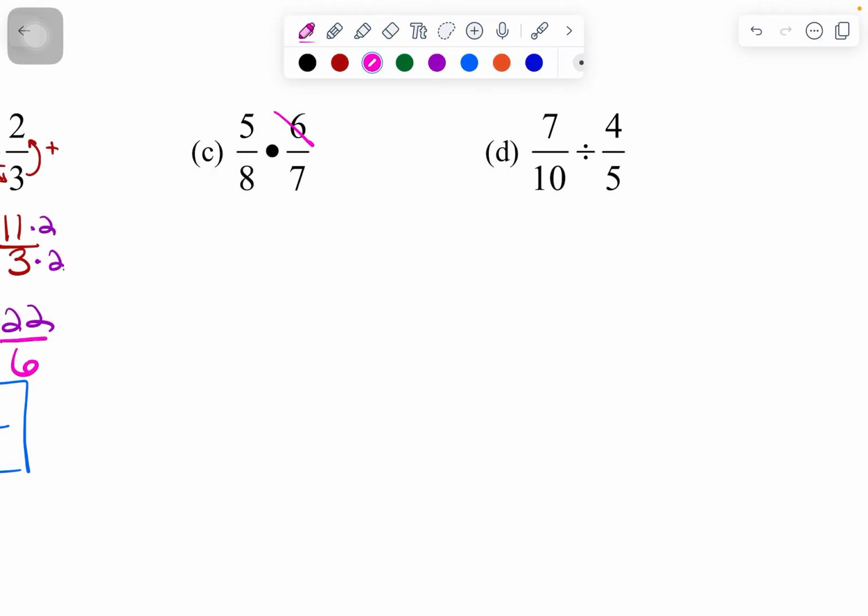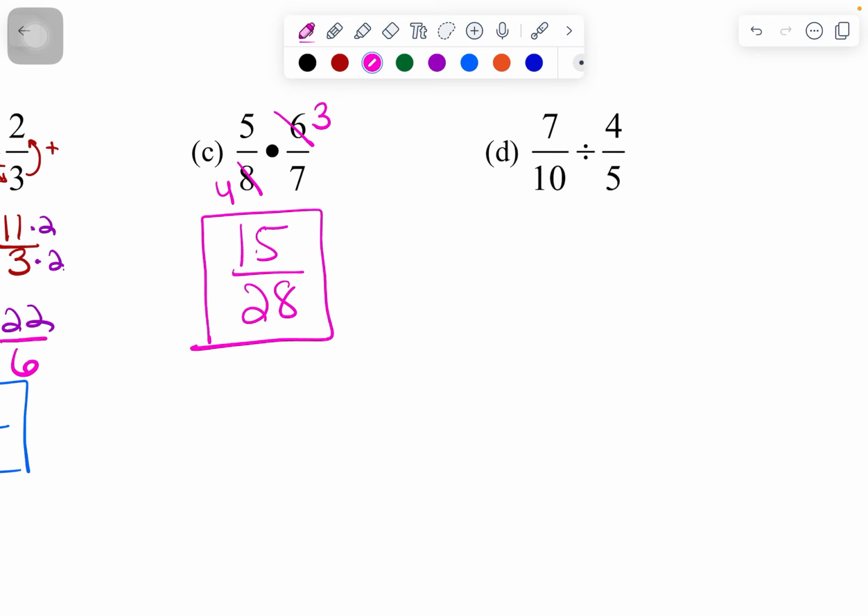So if I take 6 divided by 2, I get 3. 8 divided by 2 gets me 4, which has now made my numbers smaller and a little easier to work with. So if I then look at 3, well, 3 isn't going to go into 4, 3 isn't going to go into 7. So at this point, I'm done simplifying, and now I'm going to multiply straight across. So 5 times 3 makes 15, 4 times 7 is 28, and 15 over 28 cannot be reduced. Folks, that's your answer to part C there.